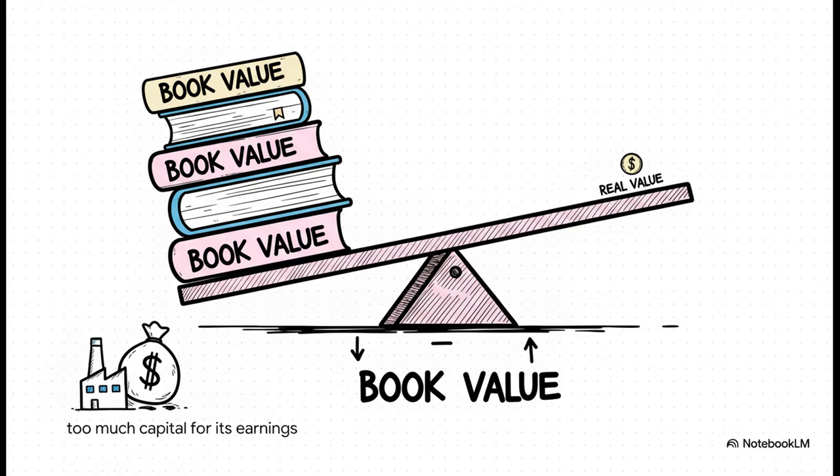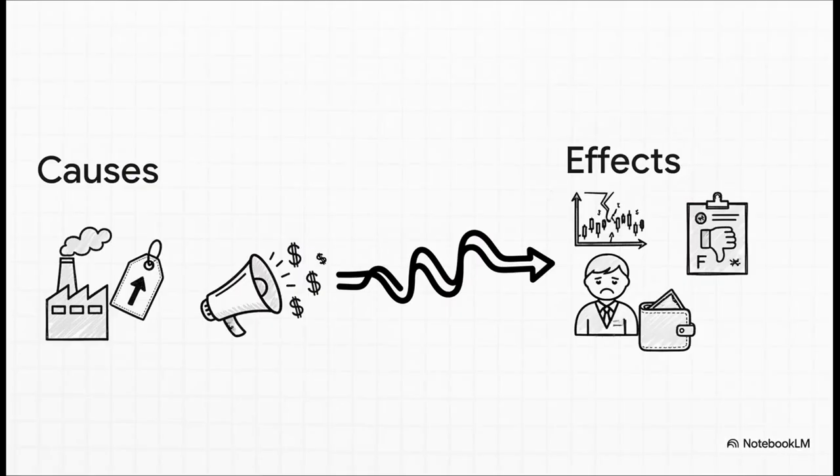And for your exams, the key test is this. The book value per share is greater than the real value per share. Now, how does this happen? Well, maybe the company paid way too much for its assets, or maybe it spent a fortune on promotion without getting results.